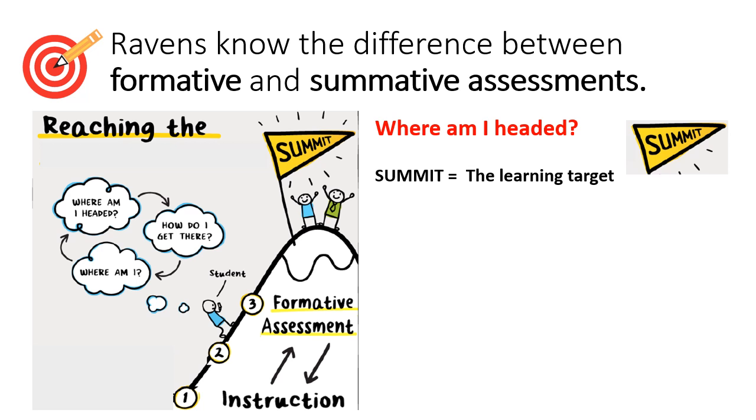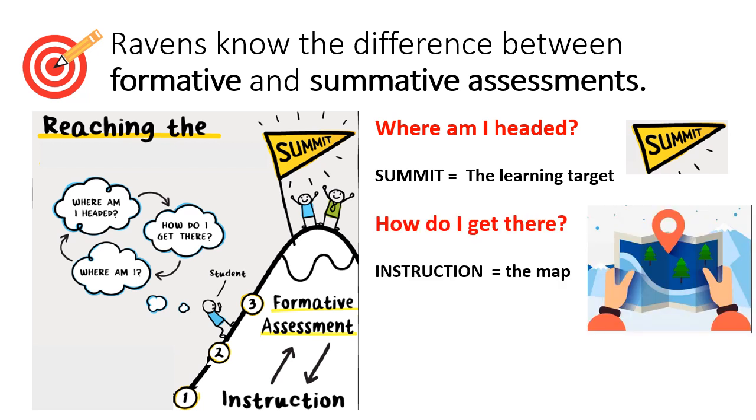The learning target identifies what you should know and be able to do at the end of the lesson or unit. Once you know where you're headed, you'll need to ask, how do I get there? What's the route? I need a roadmap. In learning, instruction and practice is your roadmap. Follow the directions to get to the summit.